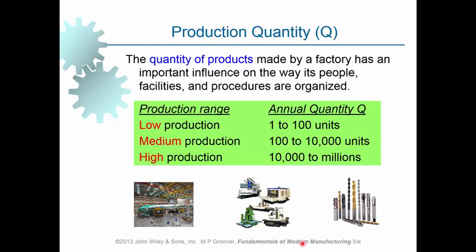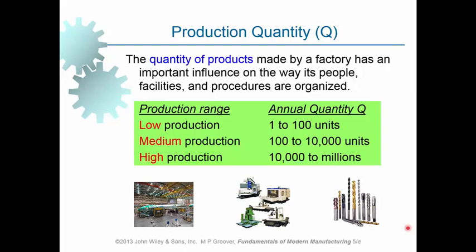And then when it comes to the other product, that is the drill bits, the quantity of this type of products fall within the 10,000 to millions of products per year. And then this is regarded as high production.